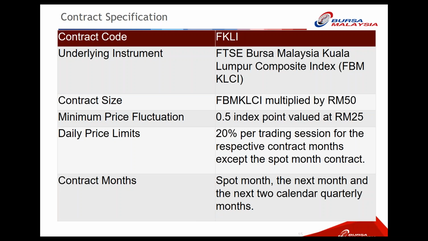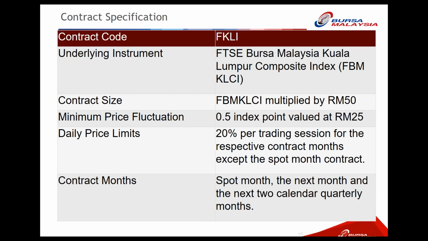So now it's actually 50 points, but then the minimum price fluctuation is actually half an index point. That's why the value is actually 25 ringgit. Now, there's a daily limit of the price can go up and down. So in here it's actually 20%.